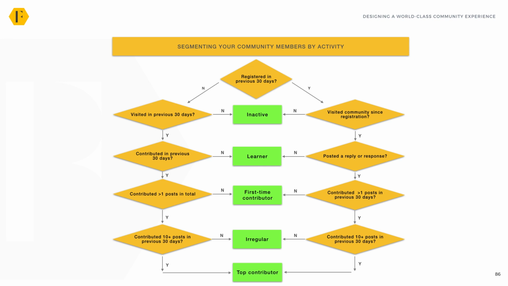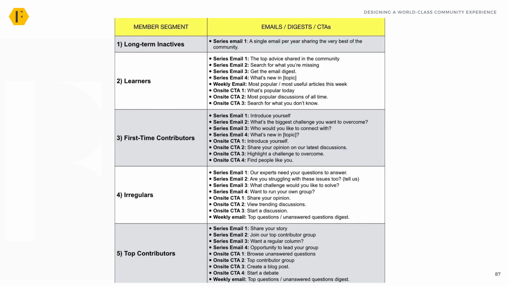So whether members have registered in the previous 30 days or not, whether they've visited that community since that registration, whether they've posted a reply or response within that time frame, whether they've contributed more than one post in the previous 30 days. So based upon the level of activity, we've designed a system that segments members into 5 different groups here. And now the magic is, based upon which of these 5 groups they're in, whether they're inactive, whether they're a learner, or as some people call it, a lurker, whether they're a first-time contributor, whether they're an irregular, or whether they're a top contributor to that community, they get asked to do completely different things. The experience they have with that community is completely different.